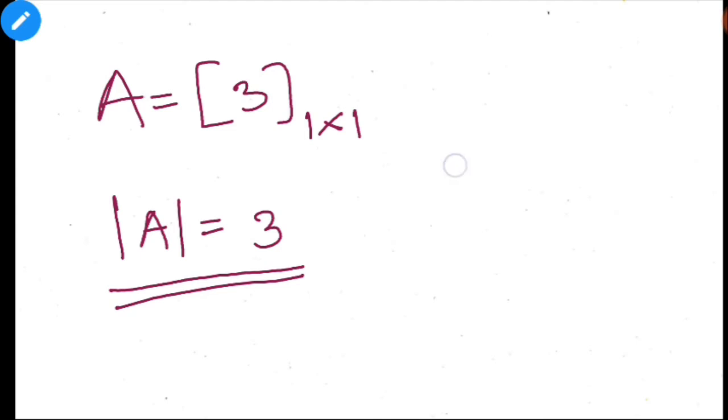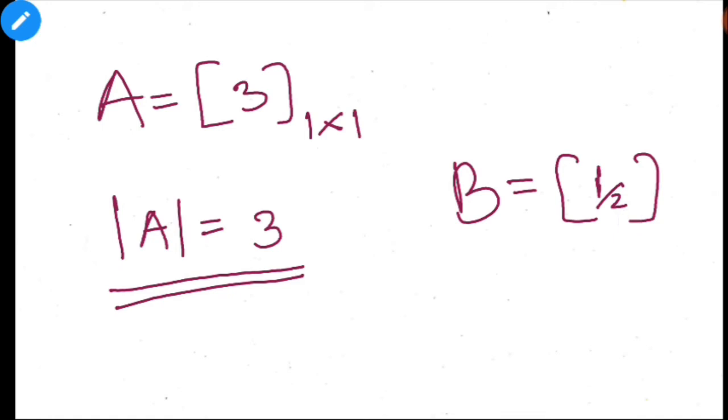Another example, if matrix B equal to the matrix [1/2], a square matrix of order 1, then what is det B? Here det B is equal to the number itself, that is 1/2. If A is a square matrix of order 1, then determinant A equals the number itself.